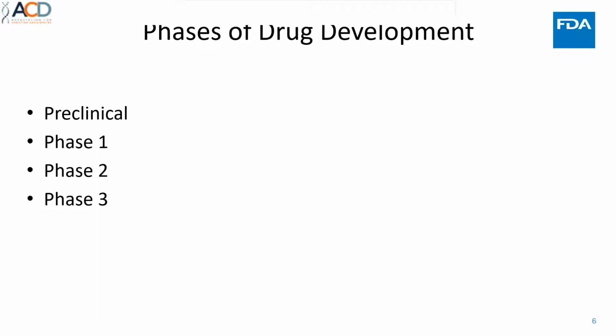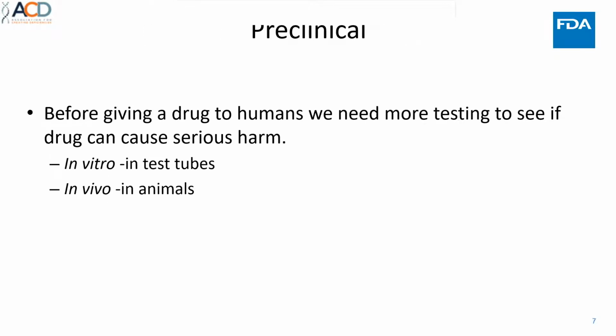But for the purposes of this talk, we're just going to focus on these 4 phases. And each phase is designed to answer certain questions. So the preclinical phase involves both tests that we do in the lab and tests we do in animals. And we're trying to generate important information about potential side effects and determine if the drug is safe enough to give to humans, or is it toxic and we can't give it to humans. If it is safe, we need to know what kind of side effects to monitor for in the clinical trials.